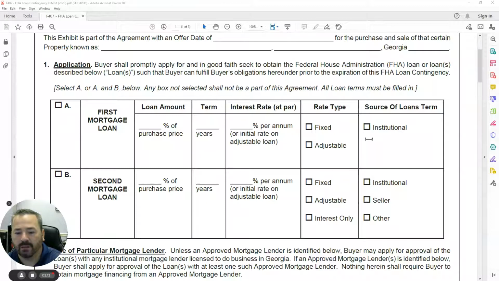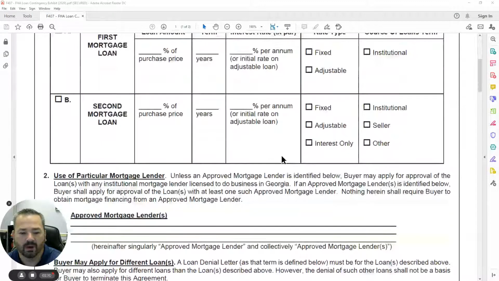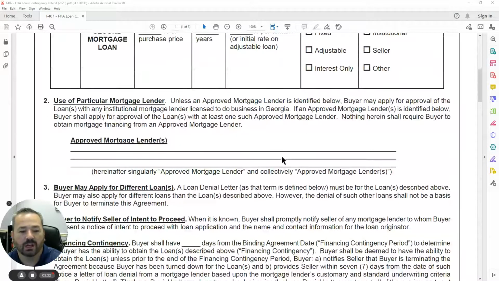That is a fixed rate and it's institutional. You see, we do have the option here of an adjustable rate mortgage. We just don't see those very often in today's market, but that's always prone to change. We're going to move ourselves down to our approved mortgage lenders. When working with a buyer, there's absolutely nothing wrong with leaving this space blank. That way, they can get denied from any lender and get their earnest money back.